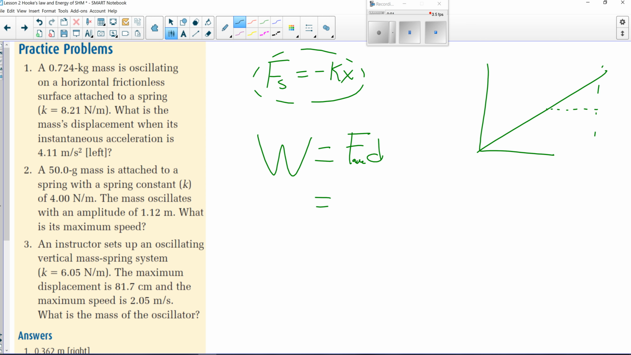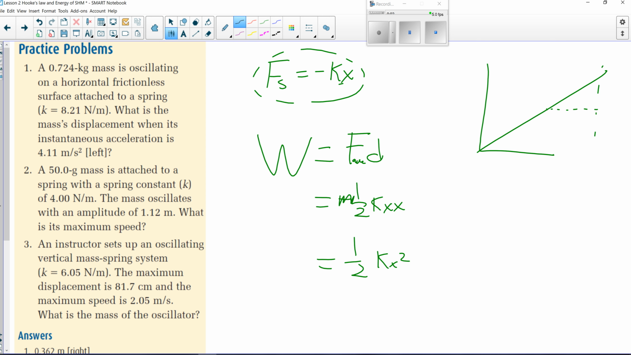So the average force would be 1/2 of k times x. And then the distance would be x again. If I have 1/2, or the average force, multiplied by the distance, I end up with the formula for elastic potential energy, which is 1/2 kx squared. Since energy is scalar, that negative is unnecessary. Everyone follow me there? That was the new stuff from yesterday.